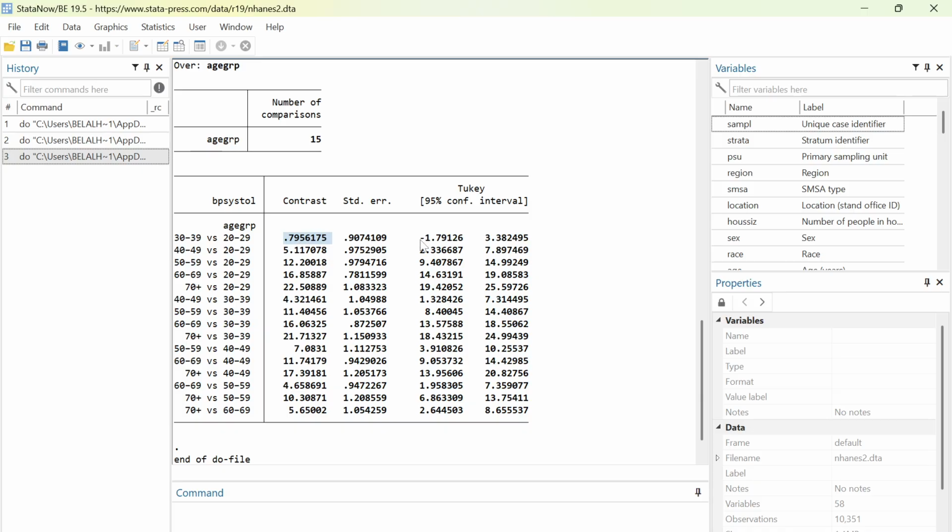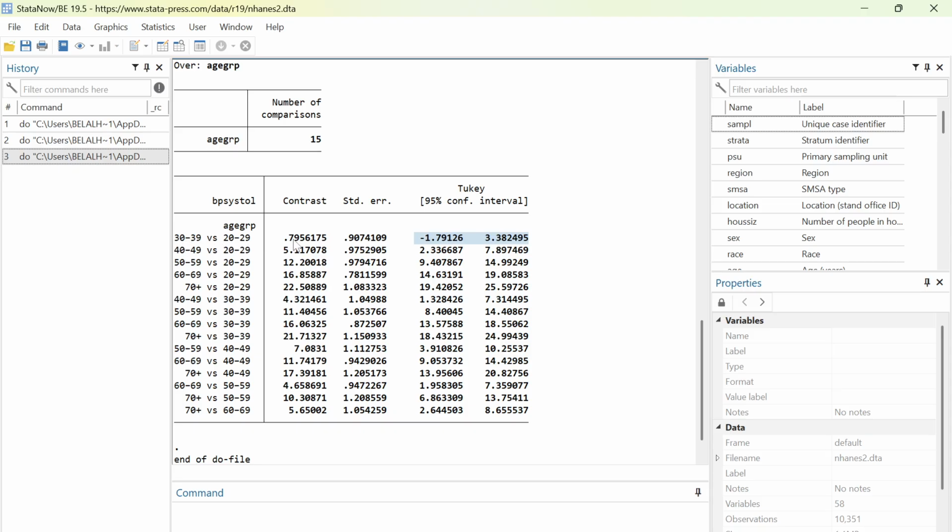So as you can see, there is a minus for the confidence interval. The minimum it could be is minus 1.79. The maximum it could be is 3.38. So this interval includes 0, right? Because there's a minus. So therefore, this is not significant.